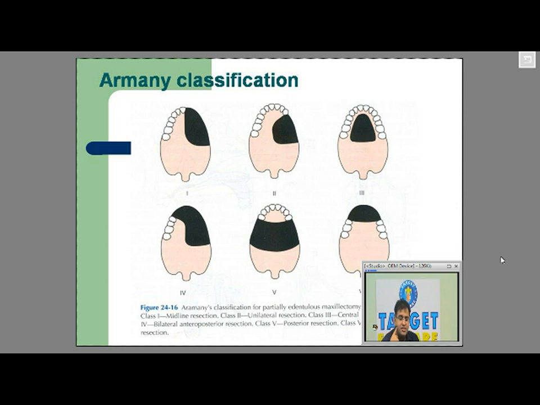Class 1 is a midline resection. Class 2 is unilateral resection. Class 3 is central resection. Class 4 is bilateral anterior resection. And class 5 is posterior resection. And class 6 is anterior resection. So the question asked here was midline resection, which is a class 1.